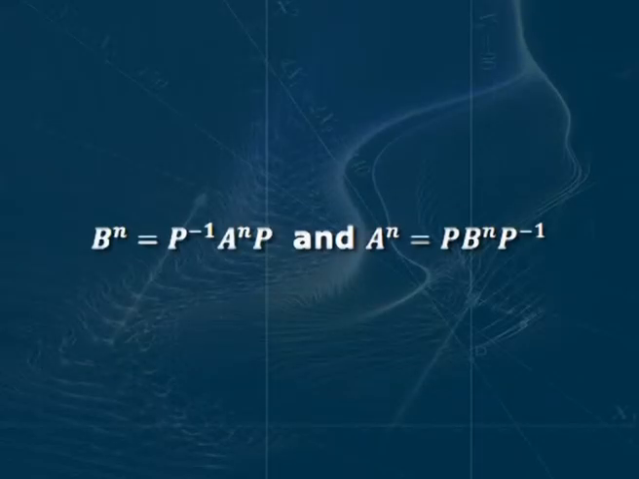Also, since matrix multiplication is associative, for every positive integer n, B to the power n is equal to P inverse A to the power n P, and A to the power n is P B to the power n P inverse.